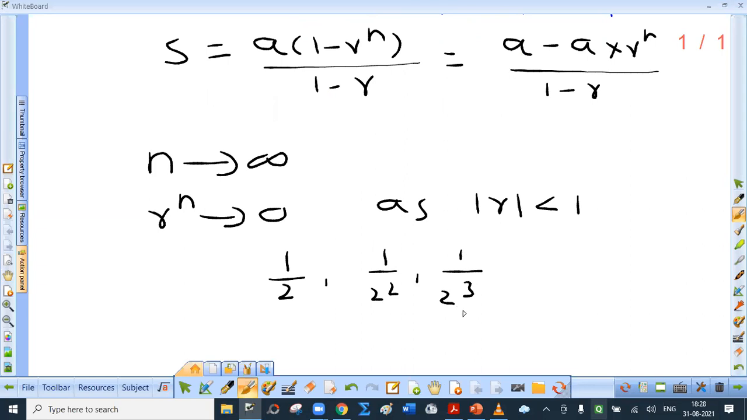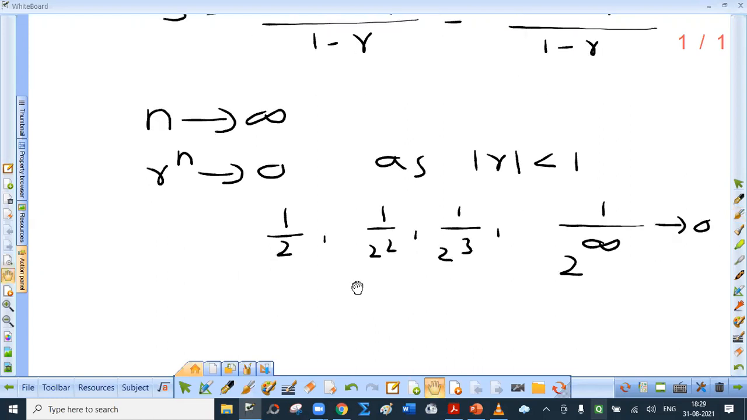1 upon 8 is still smaller. If I ask you to find 1 upon 2 raised to, say, infinity, the denominator is too big. So 1 upon that tends to 0. In that case, you will notice, see the cursor, this part approaches 0. A into 0 is 0.